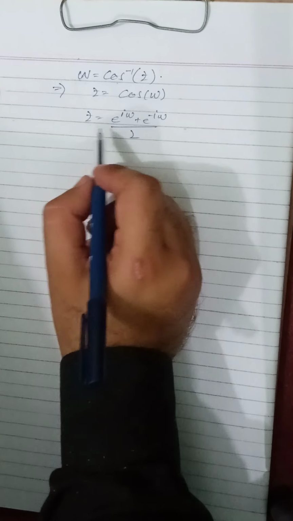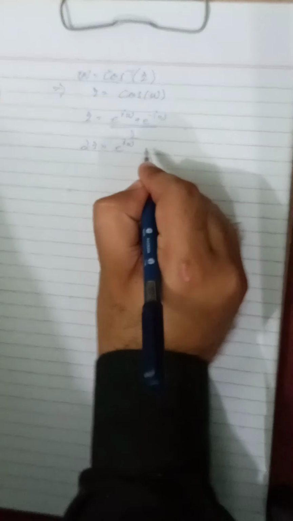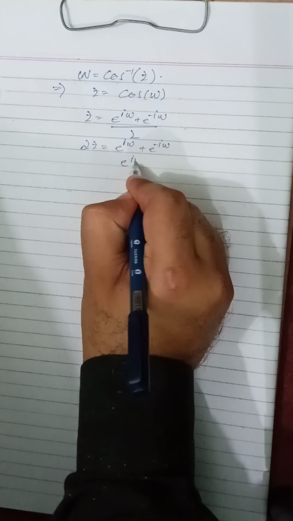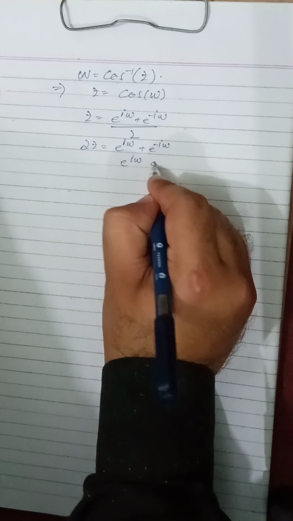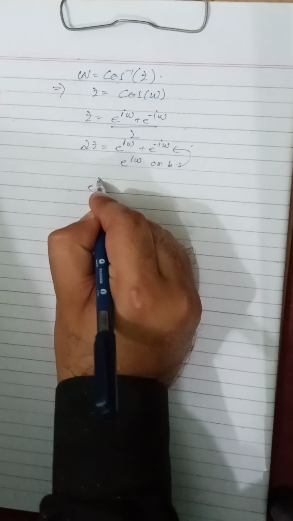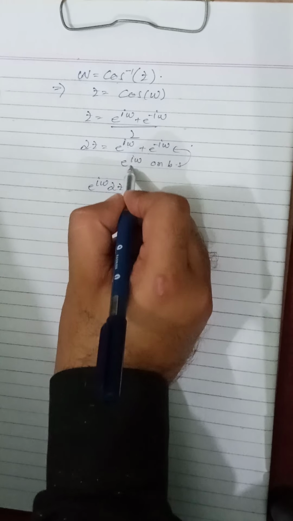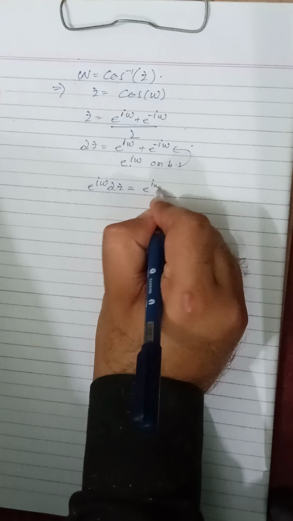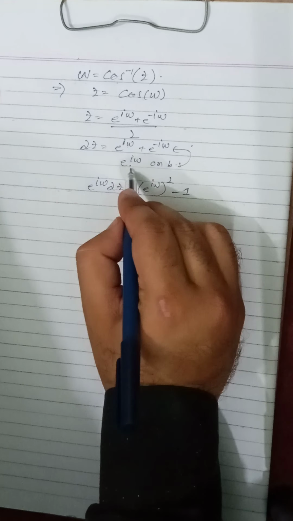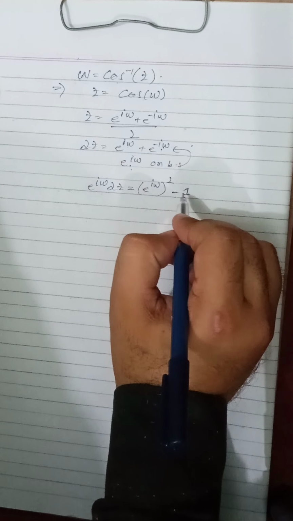Now multiplying 2 on both sides of this equation, it will be 2z is equal to e^(iω) + e^(-iω). If I multiply e^(iω) on both sides of this equation, then it will be e^(iω) times 2z, and e^(iω) multiplied with e^(iω). This term will be (e^(iω))², and this term will be 1, because e^(iω) multiplied with e^(-iω) is equal to e^0, which equals 1.